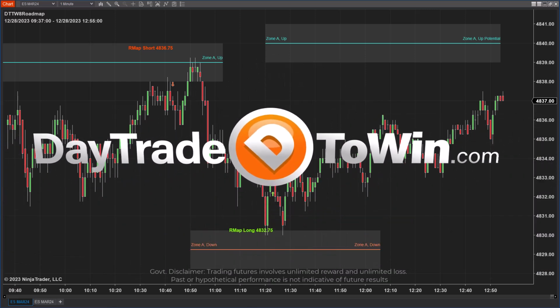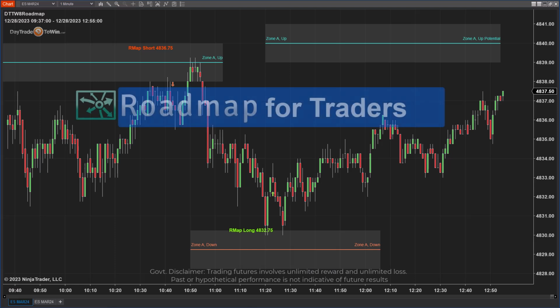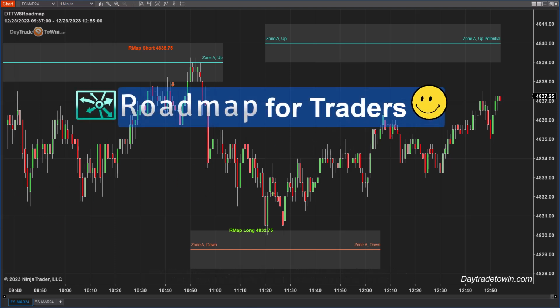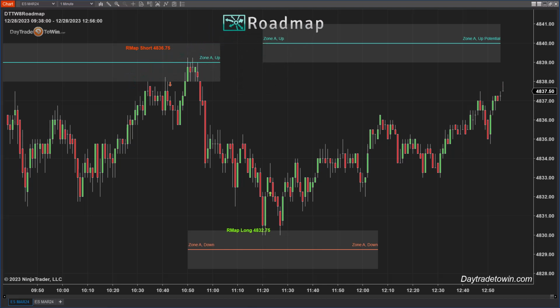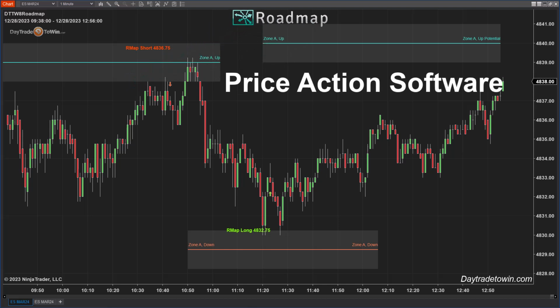Hello traders, today I'm going to cover the roadmap software, explain a little bit on how it works, show you the signals, see if it's profitable, successful, see if it could help you in your trading, whether you're trying to get a funded account or your own personal account. The roadmap software is unique and proprietary, only available at DayTradeToWin.com.